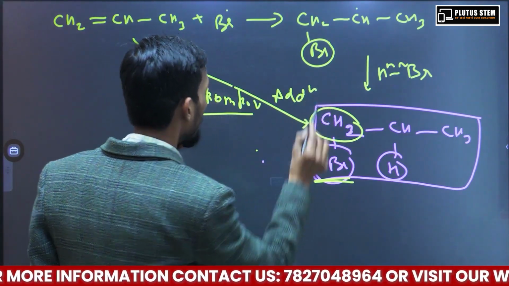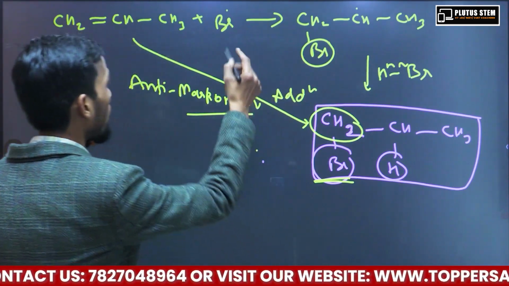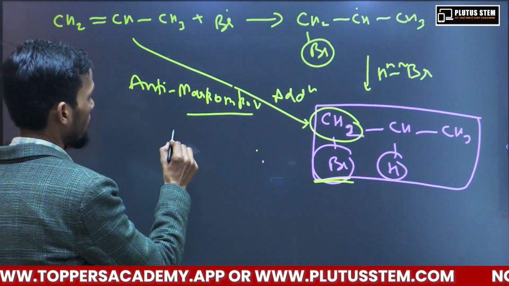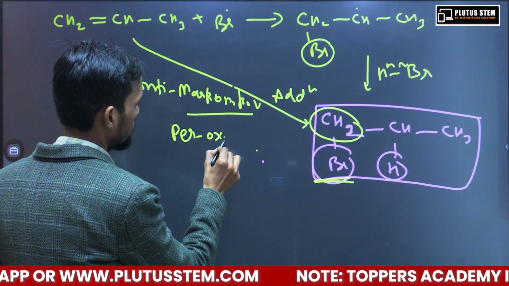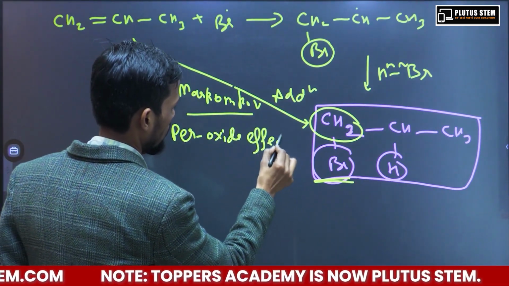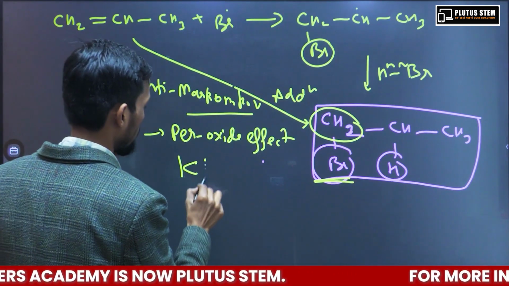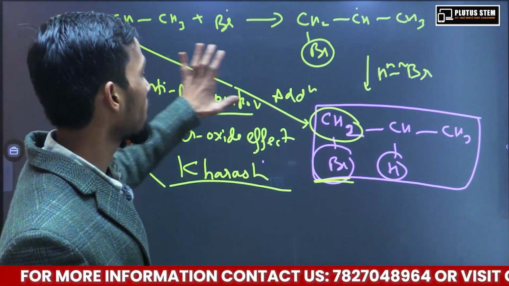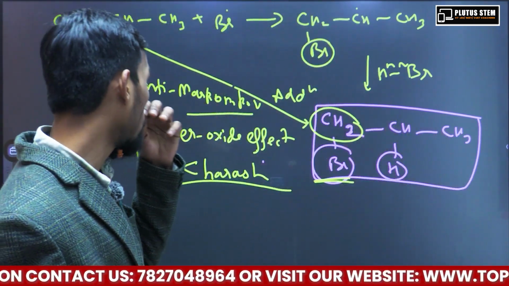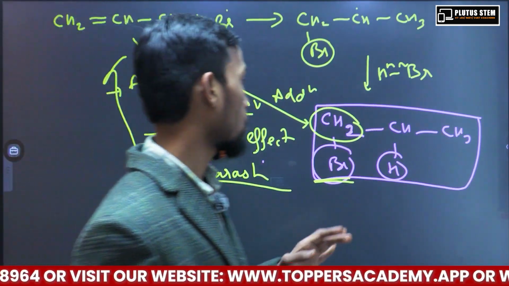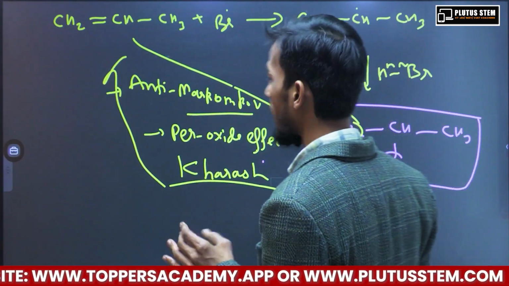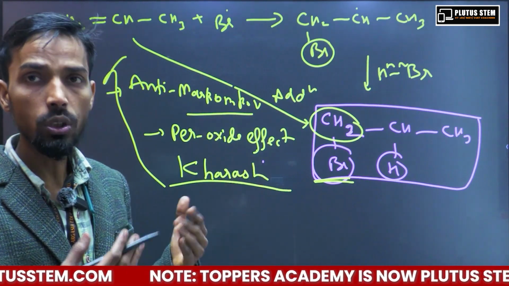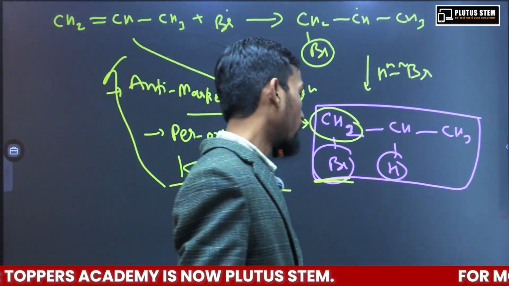It is an anti-Markovnikov addition, or because we are using a peroxide to initiate this reaction, we can also say peroxide effect. Another is the Kharasch effect. So these are the three names for this type of arrangement. I have shown you the mechanism also, how we are proceeding. It is proceeding through a free radical mechanism, and that's why we are getting the product that is opposite of Markovnikov rule of electrophilic addition.